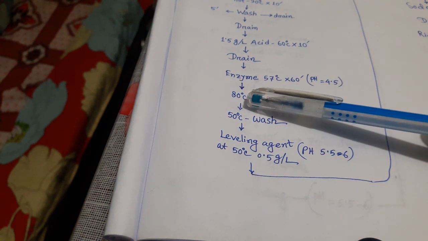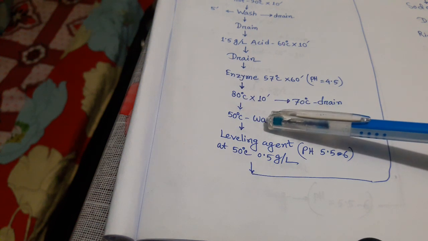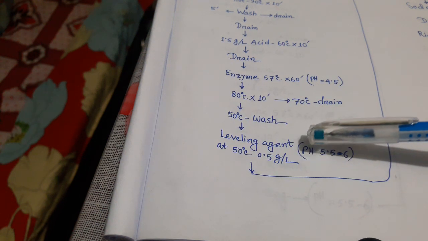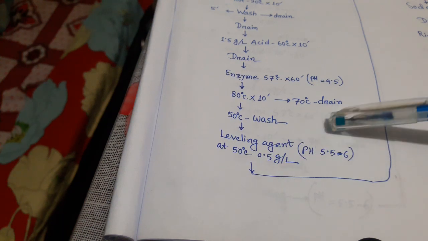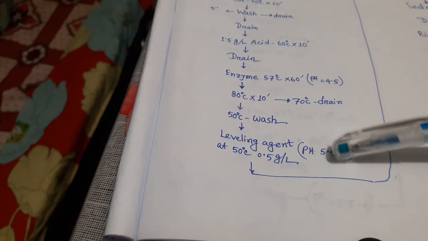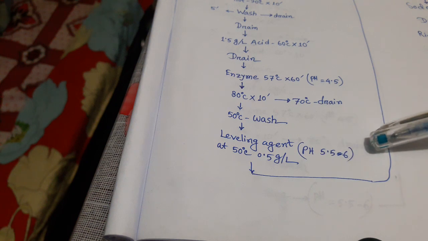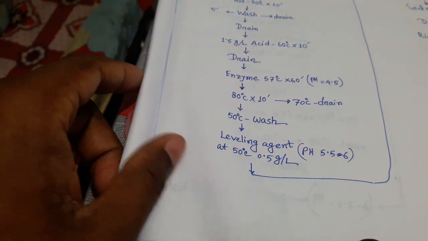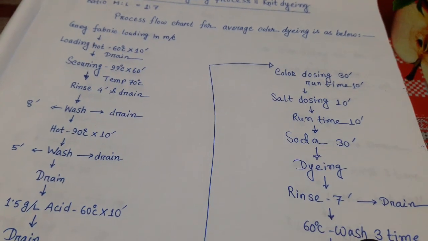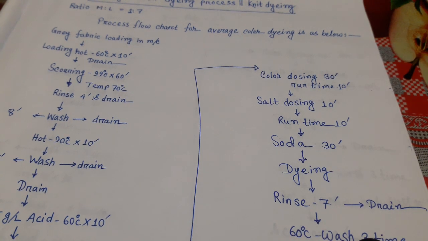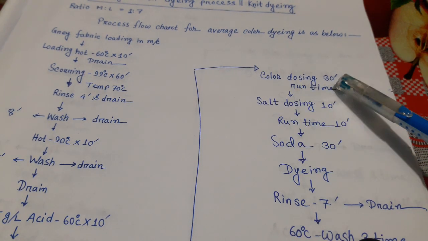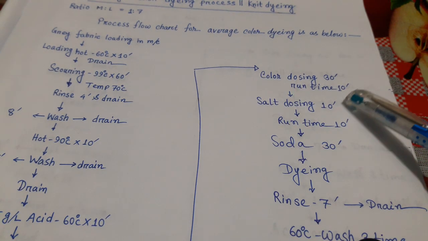After that, at 50 degrees centigrade we wash and use leveling agent 0.5 gram per liter at 50 degrees centigrade. Need to keep a pH of 5.5 to 6. After that, color dosing. Here color dosing is for 30 minutes and run time is 10 minutes.